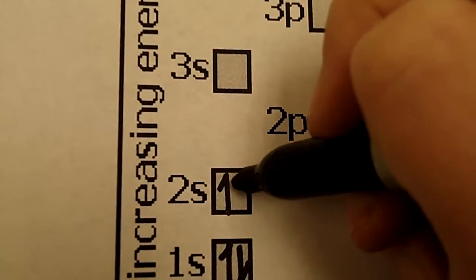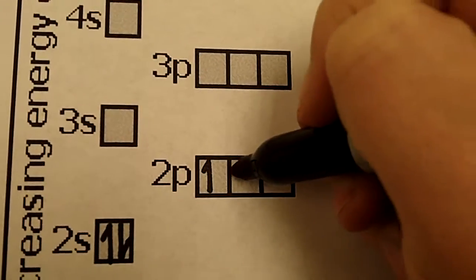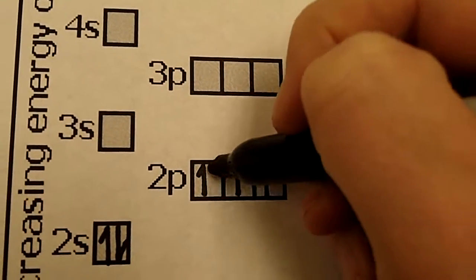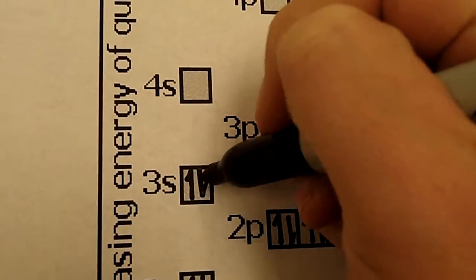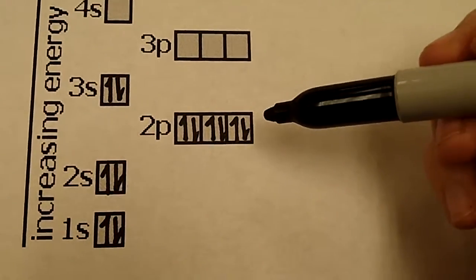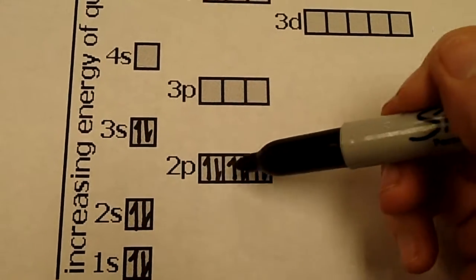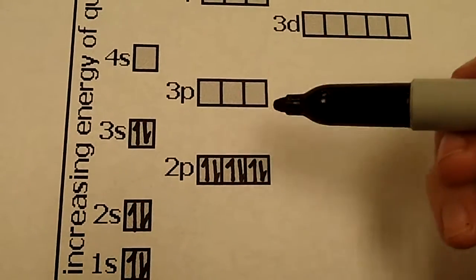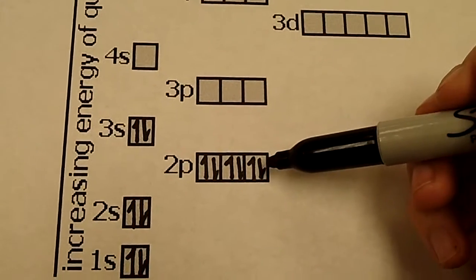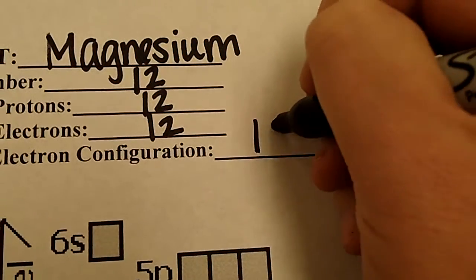So 1, 2, 3, 4, remember go across first, 5, 6, 7, 8, 9, 10, 11, 12. Now you might say, Ms. Burgess, it doesn't matter if we go across first because either way it's going to fill it. That's true, but in this case I would not just fill them, because in doing other problems you might forget. Okay, so 1s2 is our shorthand.